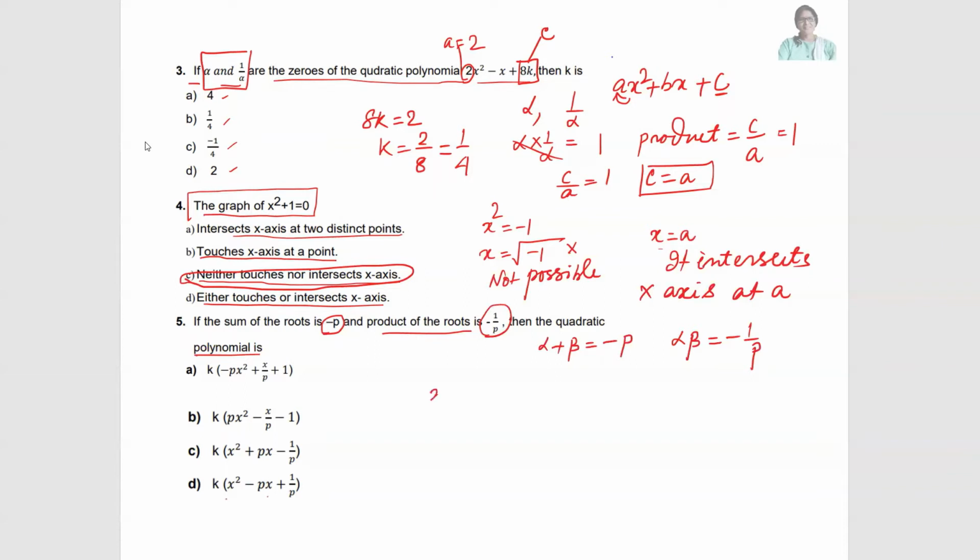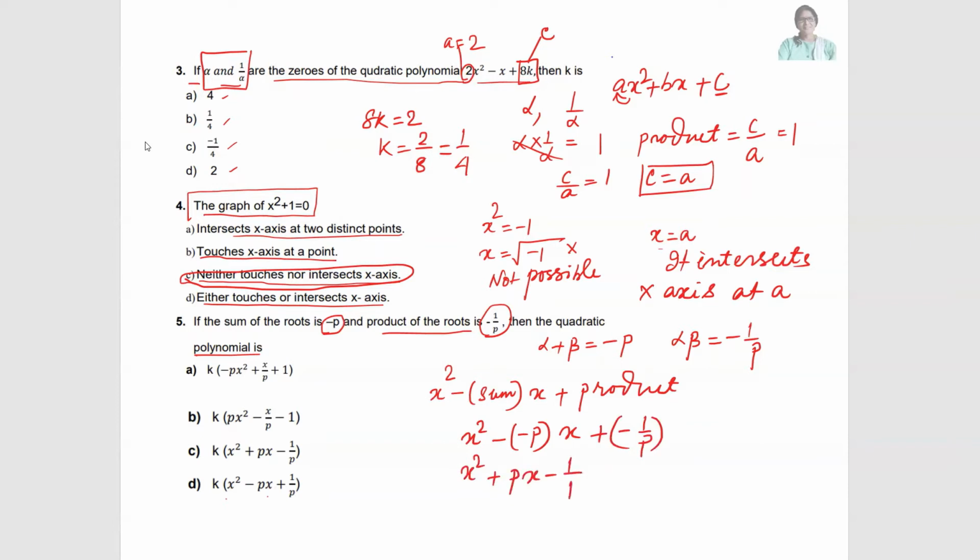So how to write the equation? We have to write x square minus sum into x plus product. X square minus sum, where the sum is minus p and the product is minus 1 by p. So let us simplify. This will be x square plus px minus 1 by p. So you can now compare which one will be the answer.